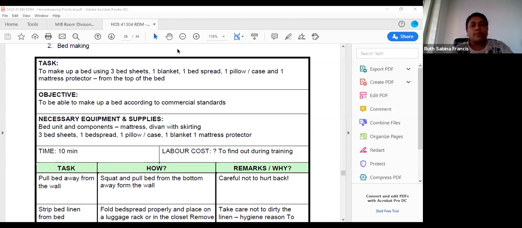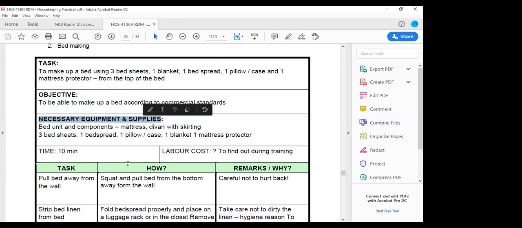So this is what we want you to do in your task, and the necessary equipment and supplies. You will have to basically run through what the key equipments are that you will need and why you need them, right? Which is very simple. So basically you have to highlight your objective and the necessary equipment.